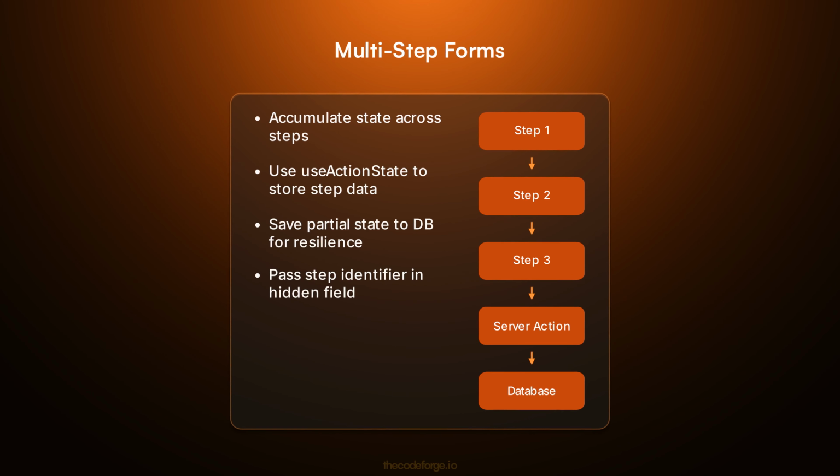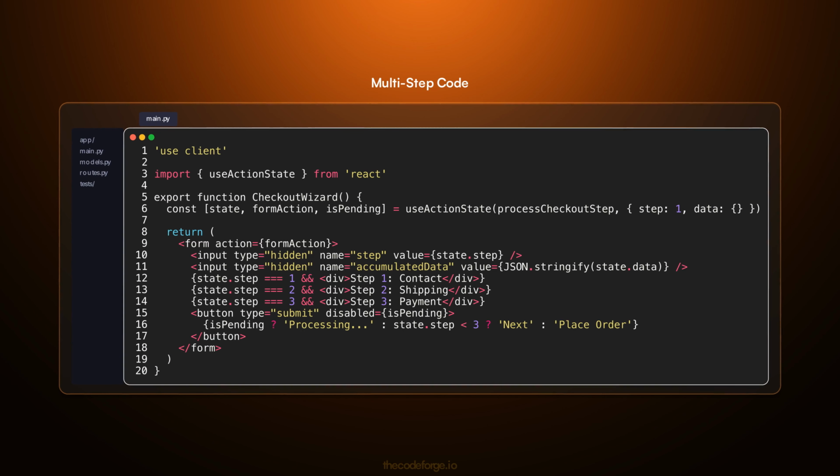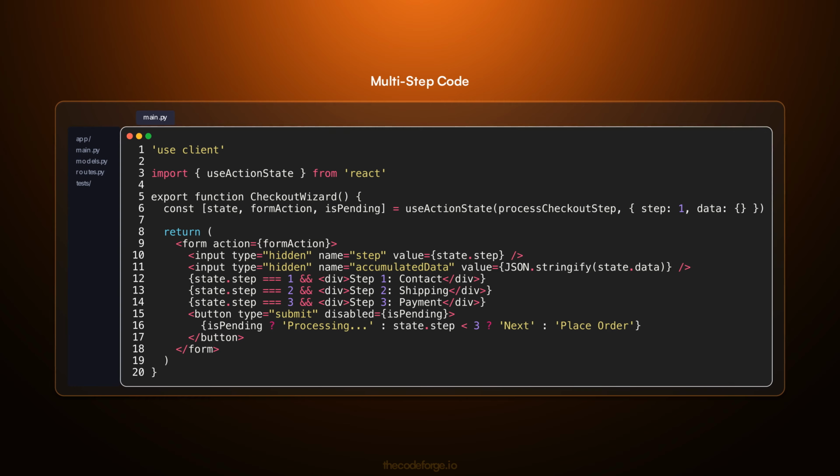Multi-step forms with server actions require managing state across submissions. Use useActionState to accumulate data and consider saving partial state to the database so users can refresh without losing progress. This multi-step checkout uses useActionState to track the current step and accumulated data. Each submission processes the current step and returns the next step state.